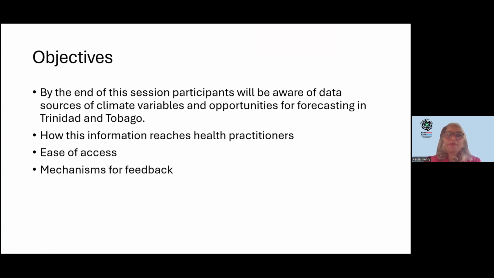My objectives for the evening would be, by the end of this session, participants will be aware of data sources of climate variables and opportunities for forecasting in Trinidad and Tobago. We will also find out how this information reaches health practitioners, how easy it is to access this information, and what are the mechanisms for feedback.